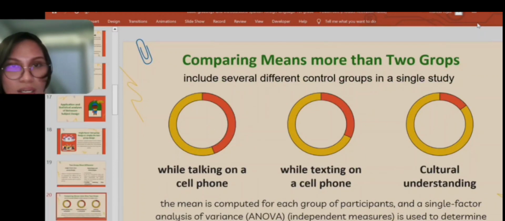So dito, compare means more than two groups. So include several different control groups in a single study. So example ito, if a researcher wants to compare driving performance under three conditions. So ito yun, while talking on a cell phone, while texting on a cell phone, o ito yung they're not using their phone. So the mean is computed for each group of participants and the single factor analysis of variance, ANOVA, dependent measure is used to determine whether there are any significant differences among the means.